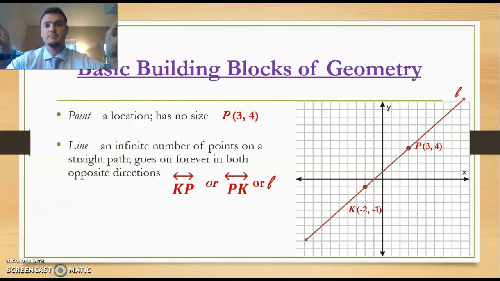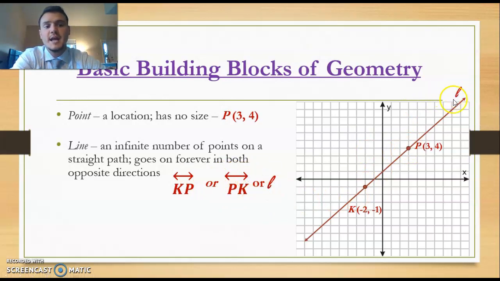But in reality, it's an infinite number of points that continues on a straight path that goes on forever in both directions, opposite ways. So the way that we name lines, you should be able to notice here, is usually with double arrows. So both of these have double arrows, and you use 2 of the points that fall on the line. So in this case, K and P are on the line, so we would call this line KP with the double arrows. Or you could go the opposite direction and call it PK with the double arrows.